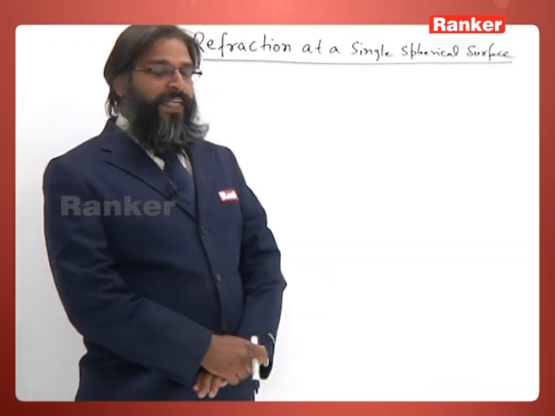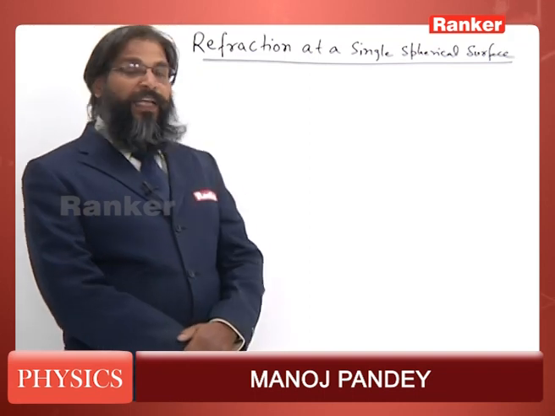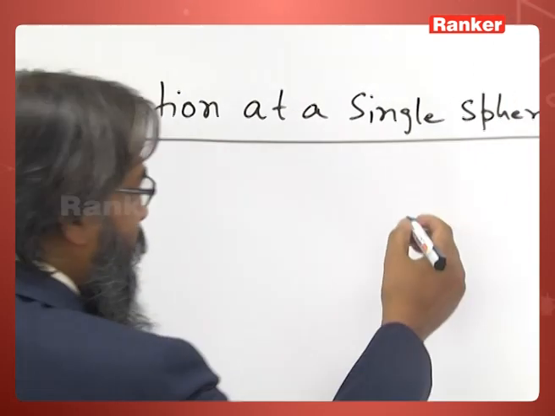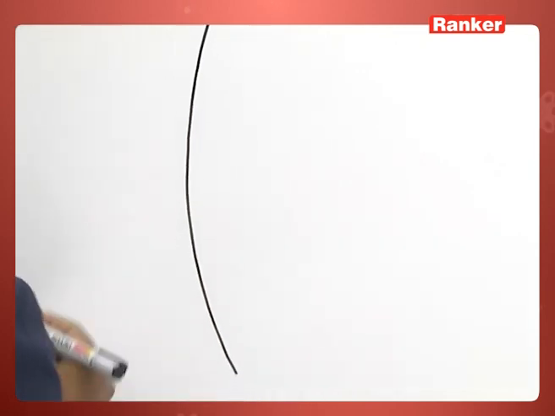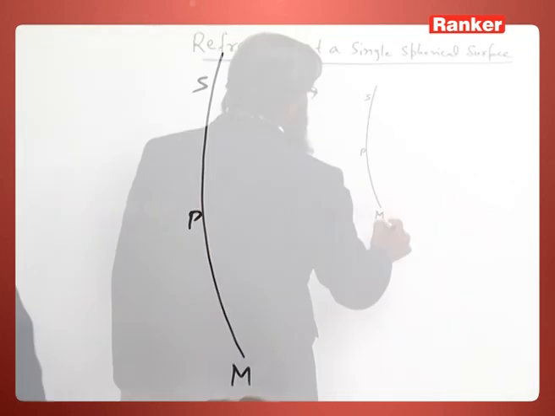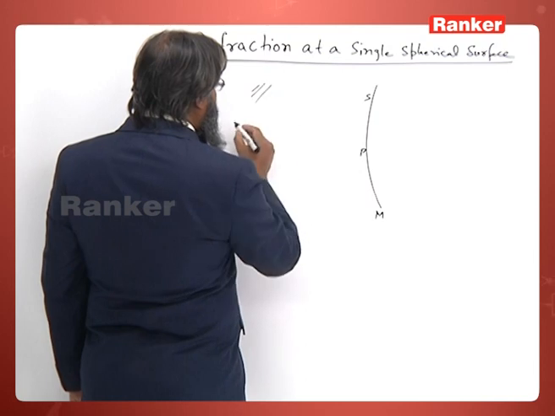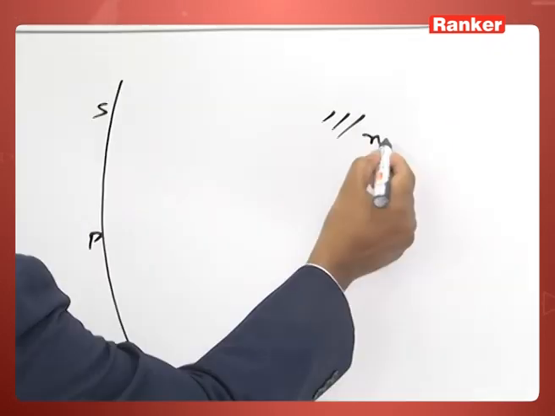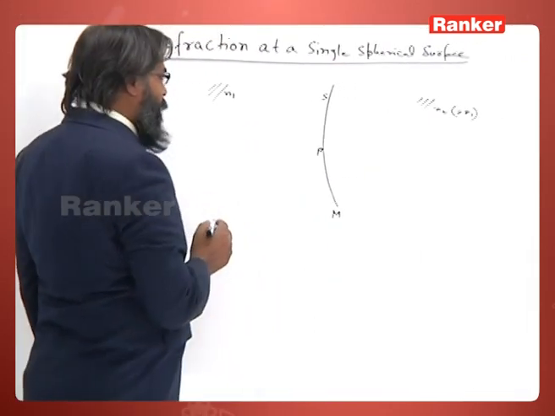So, in this session we are going to study the refraction that is due to a single spherical surface. Consider a refracting surface, this is a spherical surface, call it SPM, which separates two media. The medium on this side has a refractive index N1 and the medium on this side has a refractive index N2, which is, suppose, greater than N1.